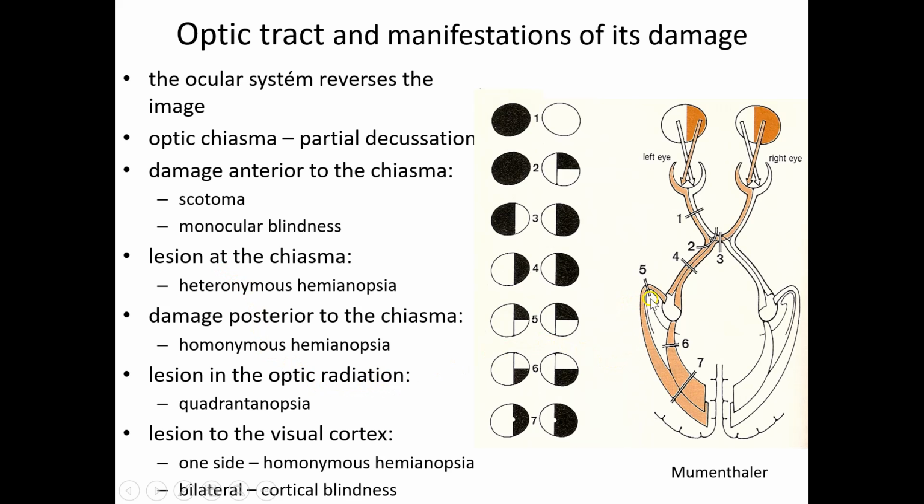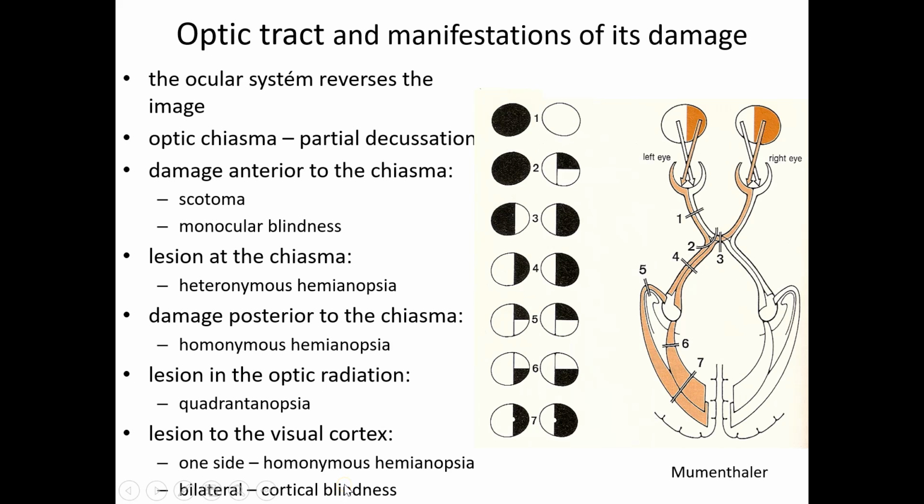Then optic radiations: if there is damage at the optic radiation level, you may have superior or inferior hemianopic defects. And in the last, at the visual cortex level, if there is damage on one side, it is homonymous hemianopia, and if the visual cortex is involved bilaterally, it will cause cortical blindness.